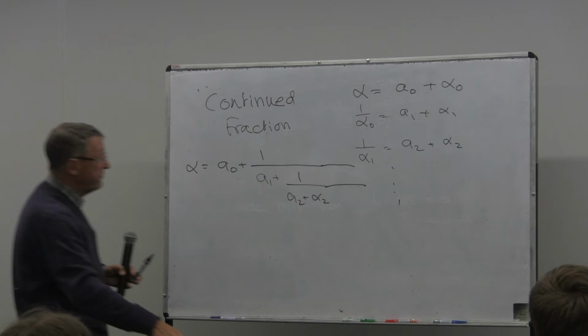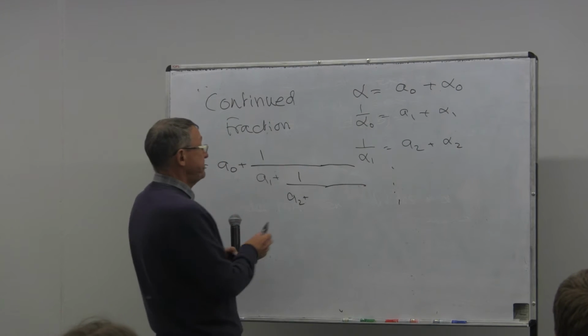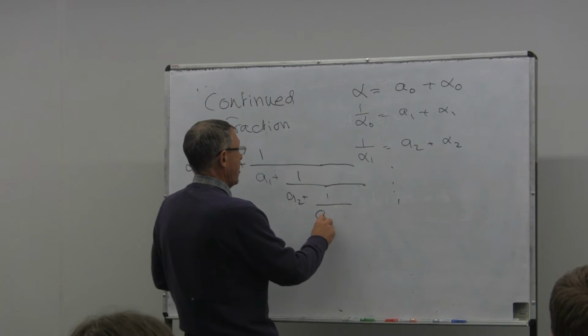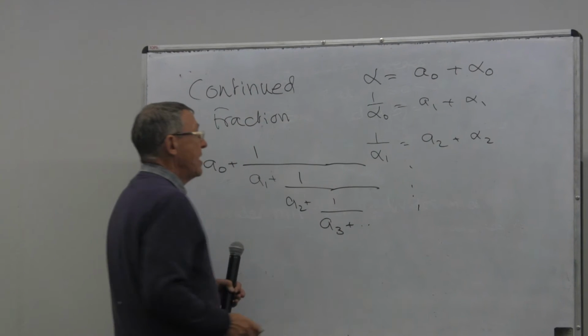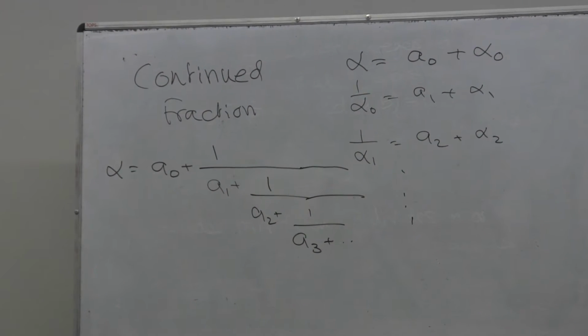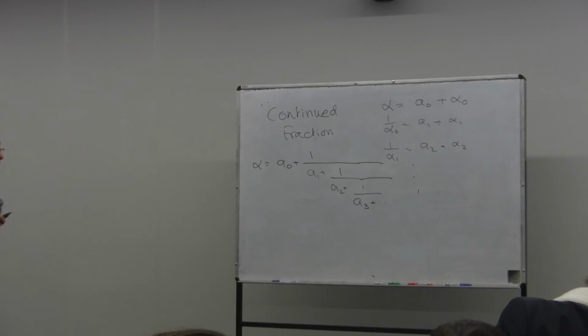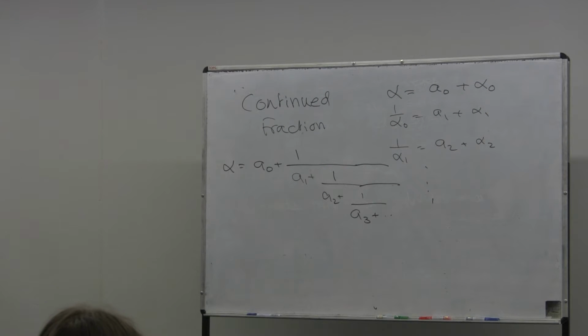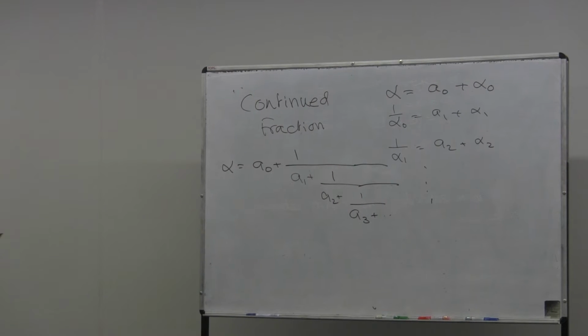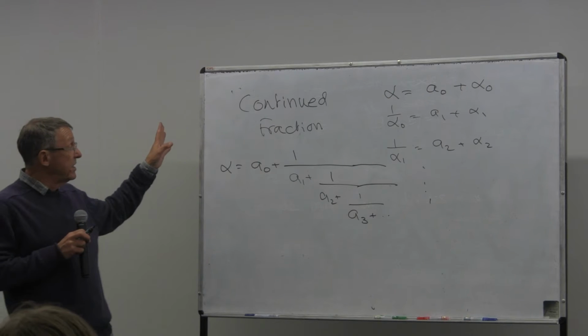And we can go on. Alpha 2 is 1 over a3 plus alpha 3. And so we can continue that fraction, and that's why it's called a continued fraction. Now, continued fractions is a huge subject. I could spend the whole time available on continued fractions alone. But I'll just tell you some things, and I've got a few exercises for you to investigate.